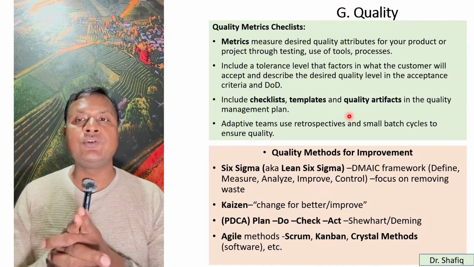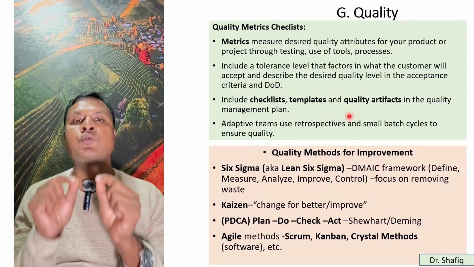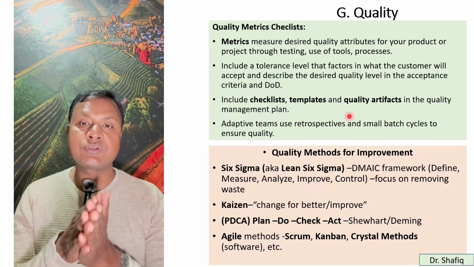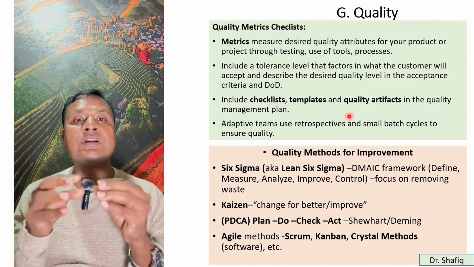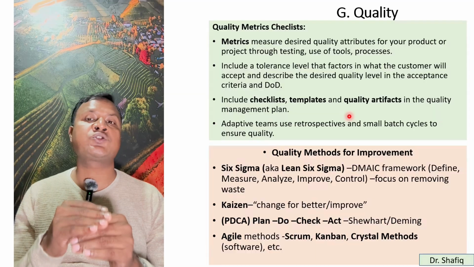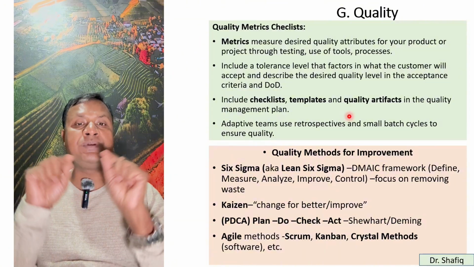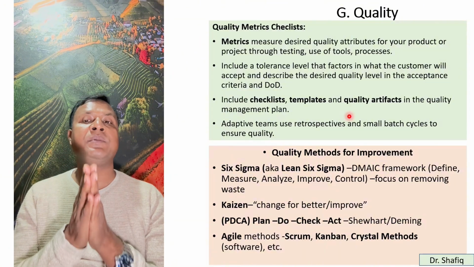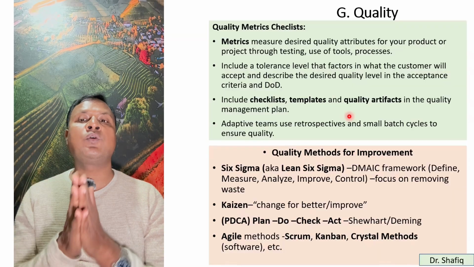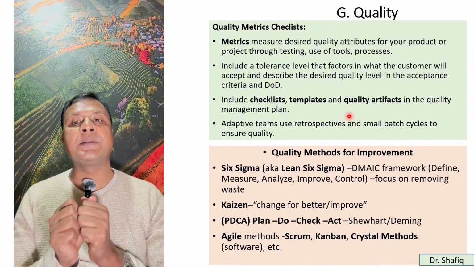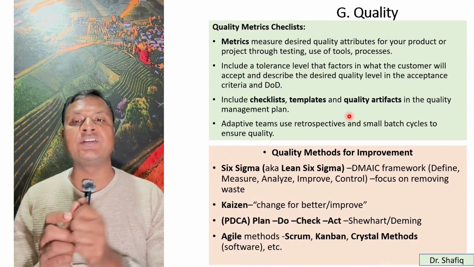And for ensuring quality, you have to make a matrix or checklist. The matrix measures the desired quality attributes for your product, project through testing, use of tools, processes. It can include a tolerance level that factors in what the customer will accept or not accept. So the definition of done should be defined specifically. You can make a checklist, templates, quality artifacts in the quality management plan. And you can have the adaptive teams use retrospectives and small batch cycles to ensure quality.